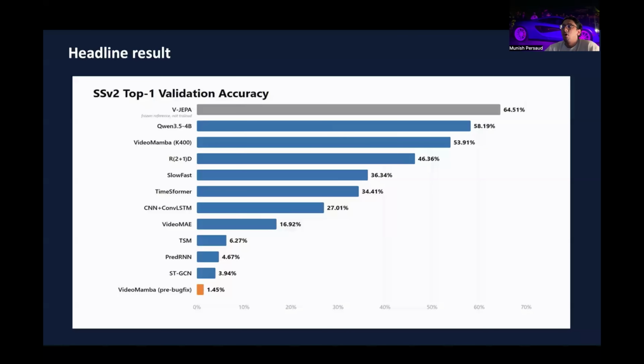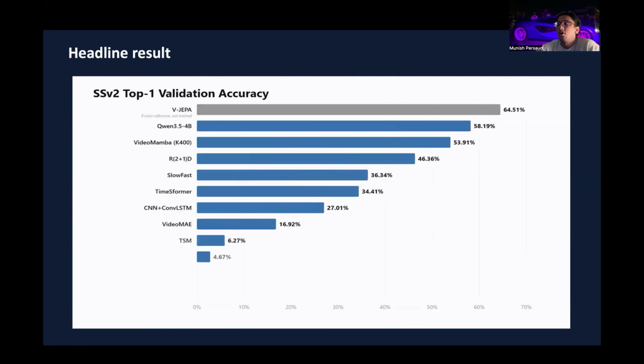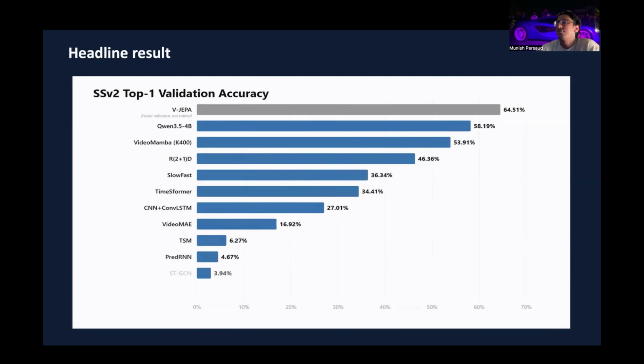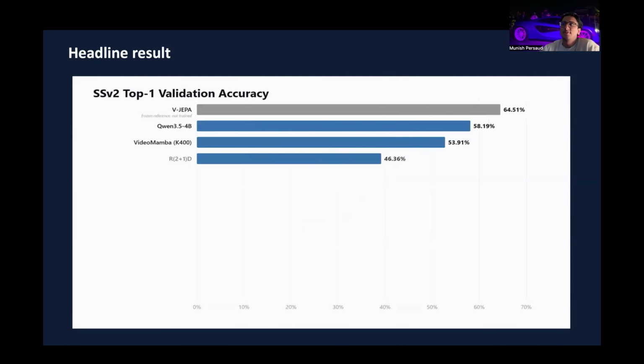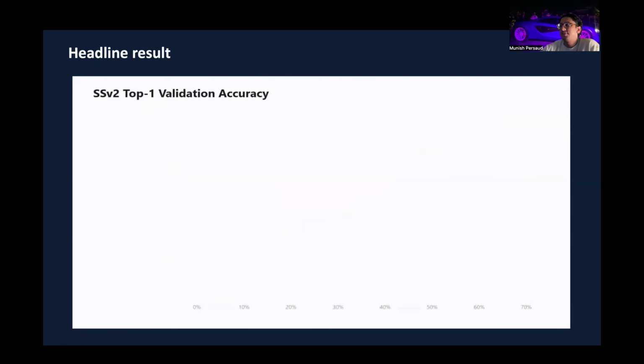In the middle, you have R(2+1)D at 46, SlowFast at 36, and TimeSformer at 34. These were the pre-trained CNNs and transformers, all initialized from Kinetics 400. Next is the CNN plus LSTM at 27%. This did worse than we expected it to, specifically because of the hybrid architecture we put there for the spatial understanding. And then we have VideoMAE at 17%.